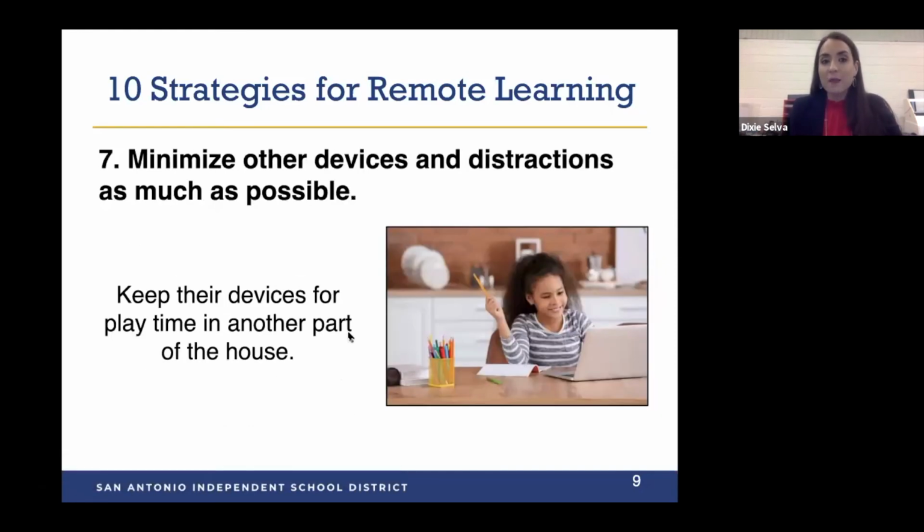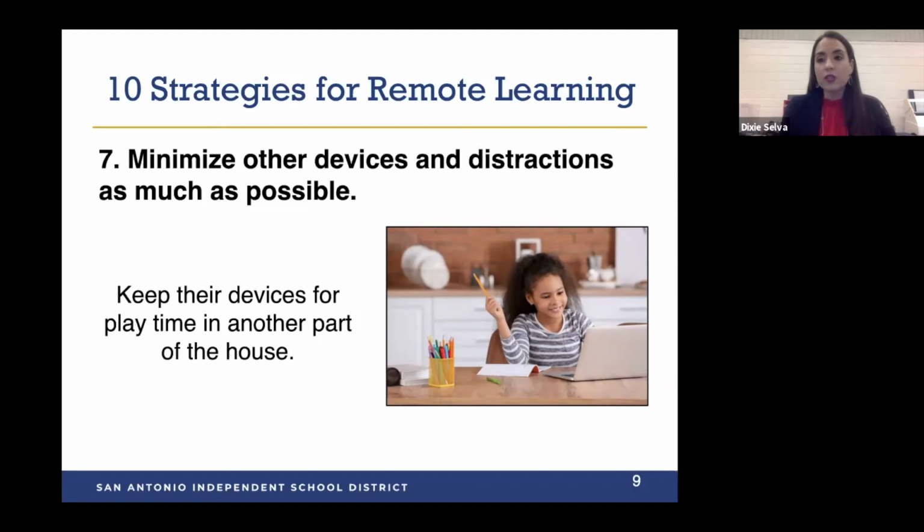Another strategy is to minimize other devices and distractions as much as possible. So I know my sons all have those little Amazon tablets their grandparents bought for them. And those are nice. They have lots of educational games, but they're not necessarily what they're supposed to be on during the school day. And so I keep those little tablets in my room, and I let them have them at a certain time of day when I know all of their assignments are done. So those devices are kind of used as like a play device because they're not really for school.